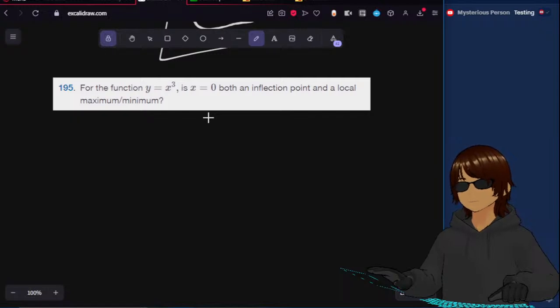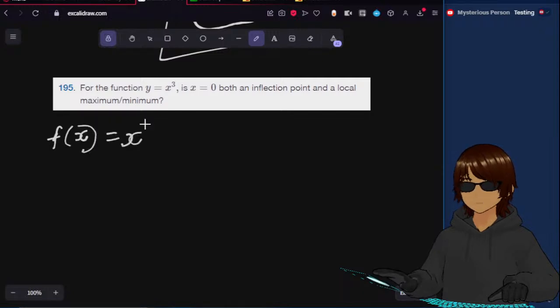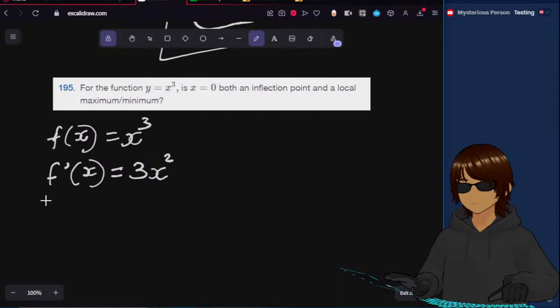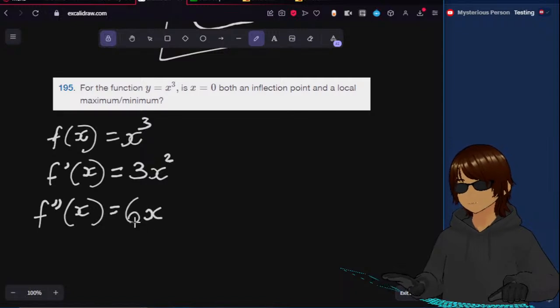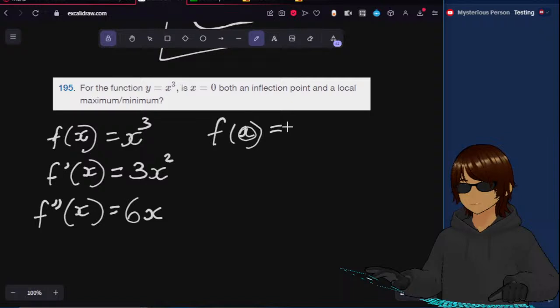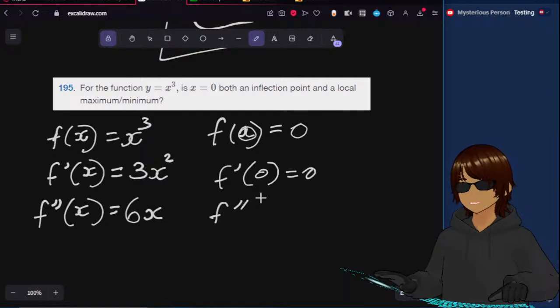So let's say x cubed, the derivative is 3x squared, the double derivative is 6x. If it's 0, the derivative at 0 is 0, the double derivative at 0 is 0.